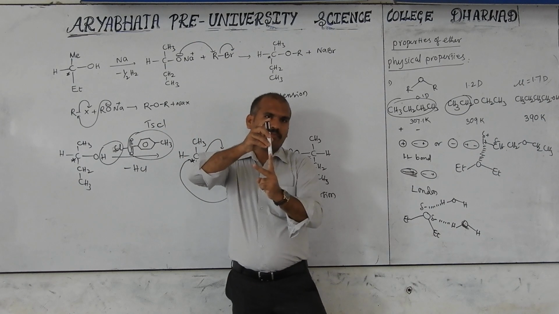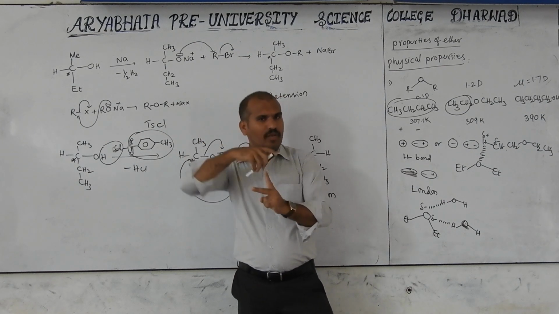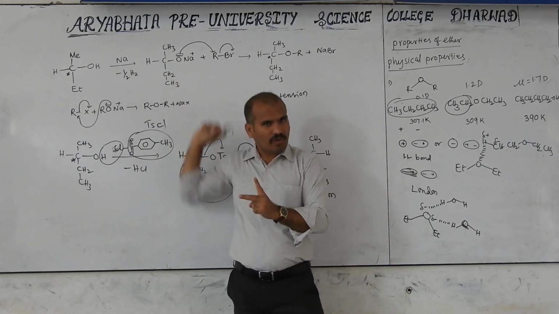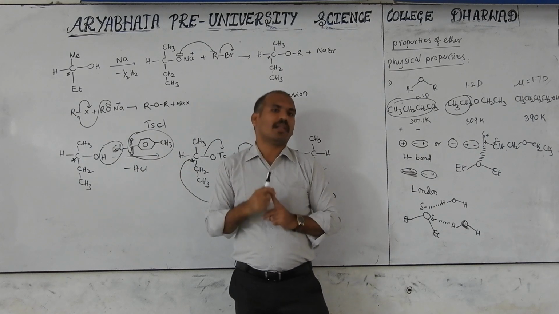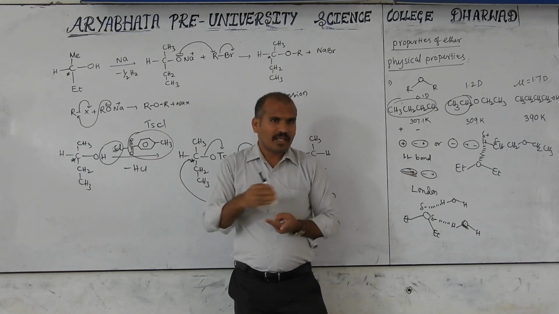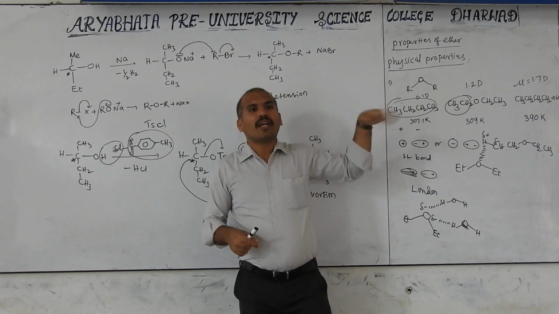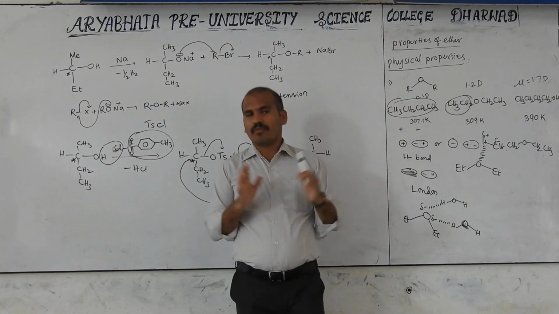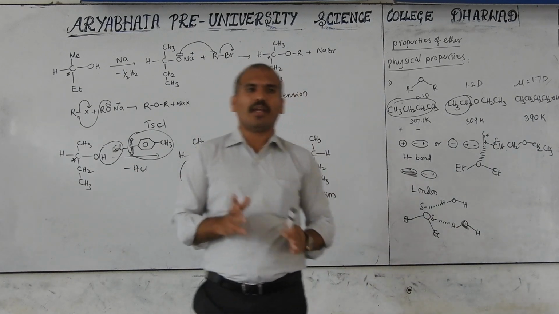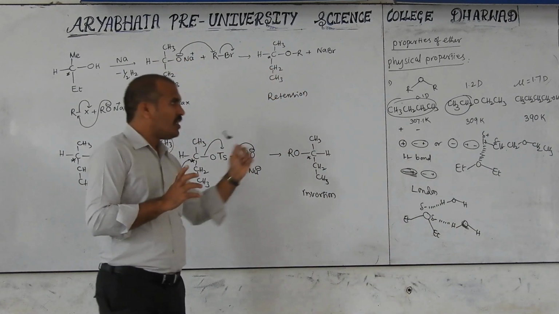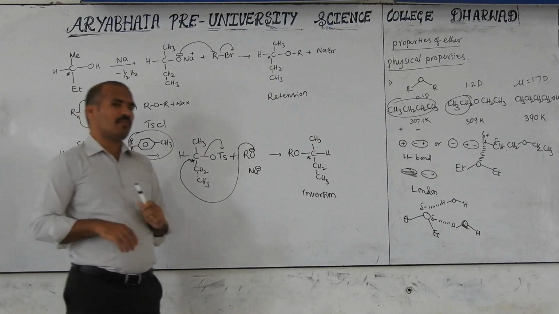Add sodium metal. If hydrogen gets liberated and alkoxide ion is formed, then that should be alcohol. If there is no reaction, no effect, that is ether, because in ether there is no acidic hydrogen. It does not react. So this is one way of identification between ether and alcohol. It is easy to identify, and it is very important for competitive exams.